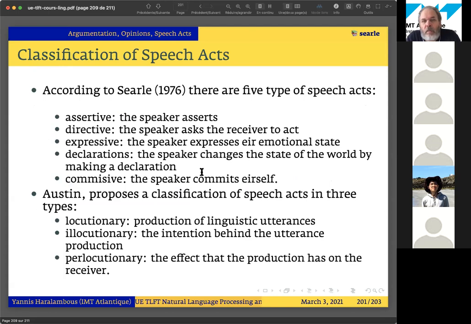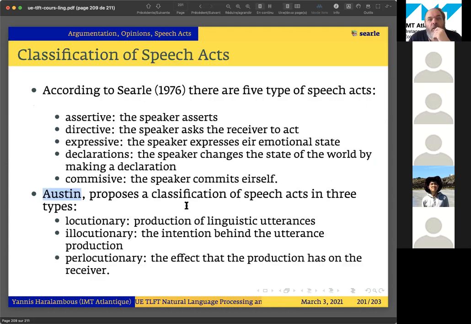Now, there have been many approaches to speech acts. Here you have five different kinds: assertive, directive, expressive, declarative, and commissive. So assertive is simply an assertion. Directive is asking for something. Expressive is expressing an emotional state, which is different than asserting, even though sometimes the frontier may not be very clear. Declarative is changing the state of the world. So again, the frontier is not very clear. And commissive is committing oneself.